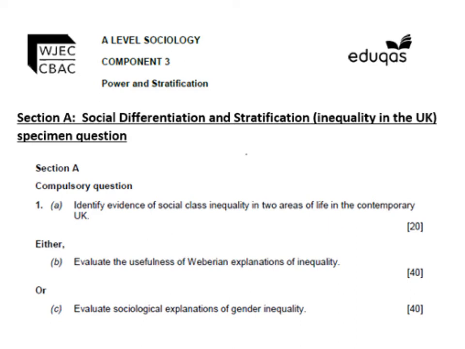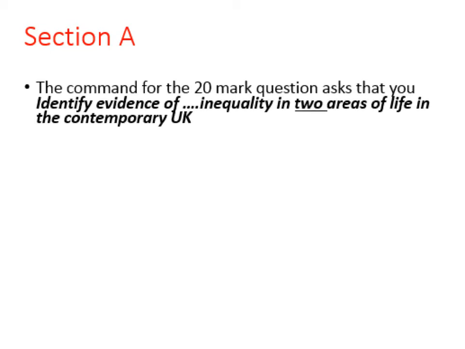And in terms of time management, I recommend that you spend around about 20 to 25 minutes on the compulsory 20-mark question. Now, the good thing about this 20-mark question on Section A of Component 3 is it's the most predictable question that appears on any of the sociology exams. So the wording of the question is predictable.